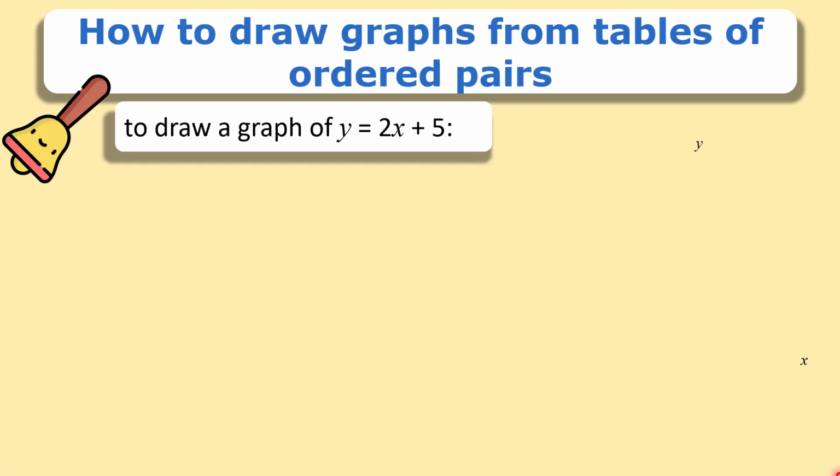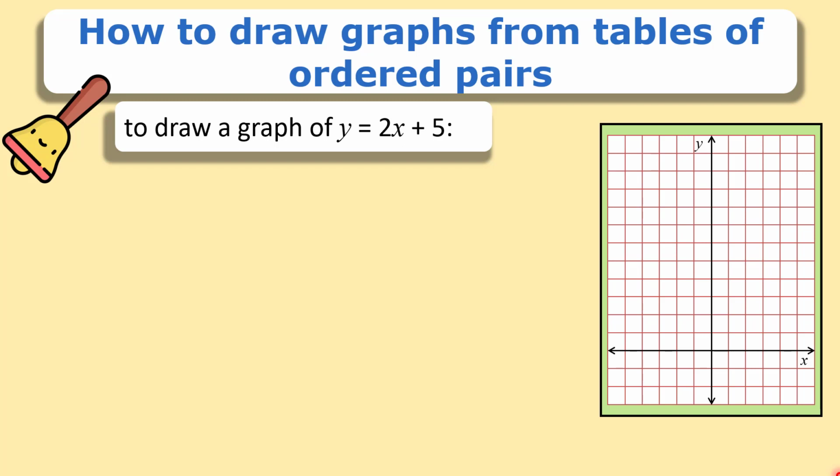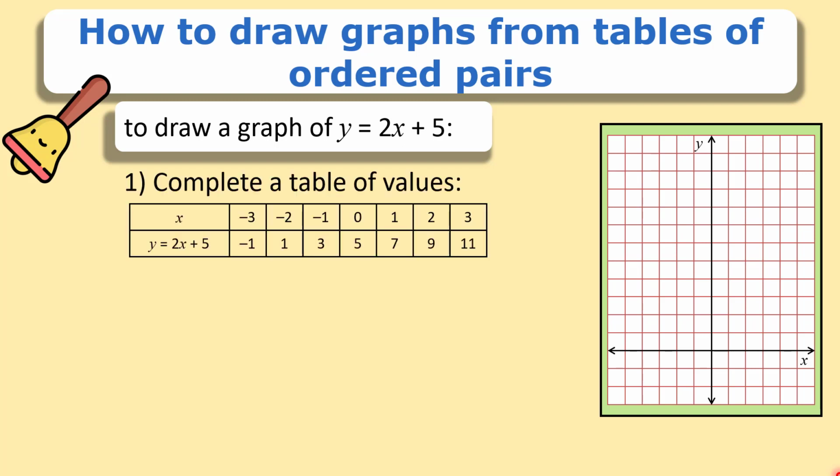Rate of change. To draw a graph of the function y is 2x plus 5, we need a coordinate system. First, we complete a table of values. We choose any 6 input values, conveniently 3 negative values, 0 and 3 positive values. Then we use substitution to calculate the y or the output values.